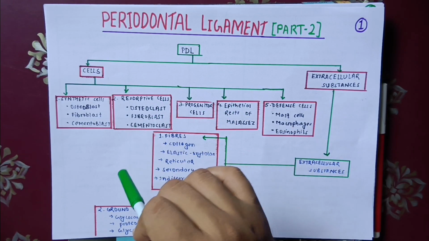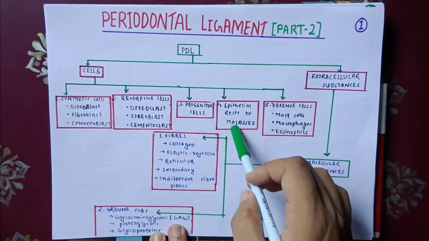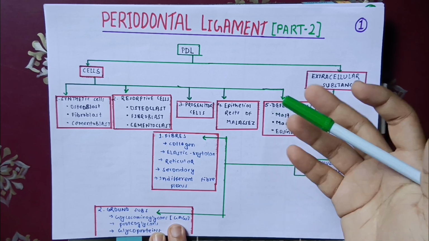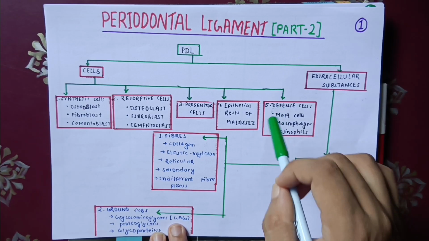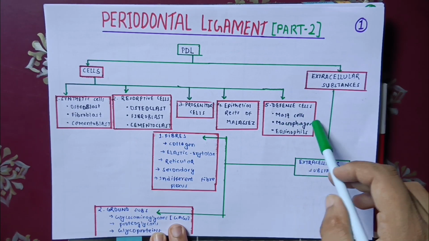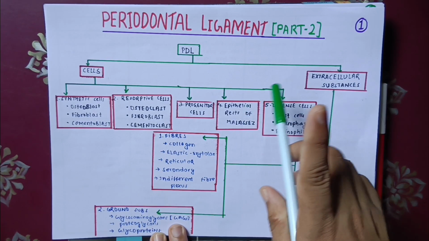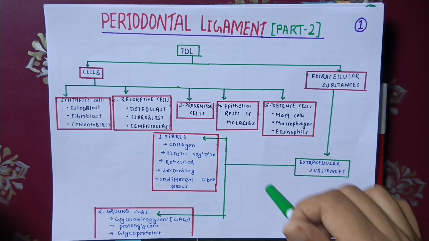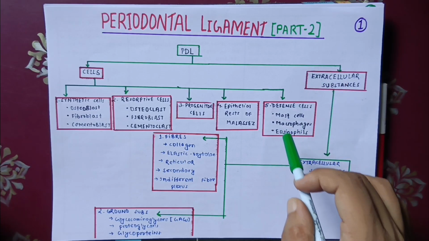We have taken fibroblast here, and another is the progenitor cell, the stem cells. Another is the epithelial rests of Malassez, which we have discussed properly in the development video. In the defense cells we have mast cell, macrophage, and eosinophil, and we have also discussed these defense cells in our pulp chapter. In part 3 of the pulp video we discussed a little bit, and as it is a subtopic of the periodontal ligament, we will discuss these defense cells here too.